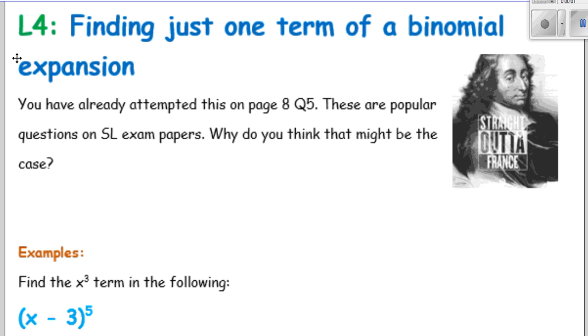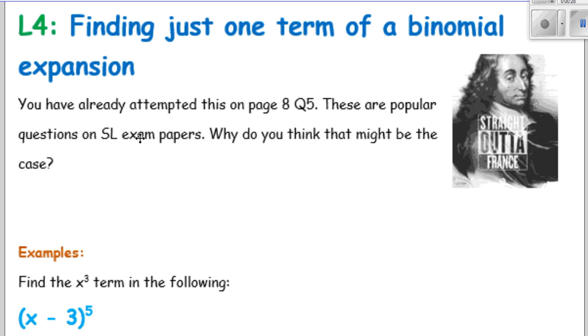Popular question on SL exams in terms of this topic. So you've already attempted this on page 8 of question 5. In lesson 1, remember we investigated the binomial theorem, you discovered it yourself, and there was a question at the bottom of page 8 asking you just to find one term only, like the 5th term or the 3rd term or the x squared term. So these are more popular questions on the SL papers than lesson 3 was.